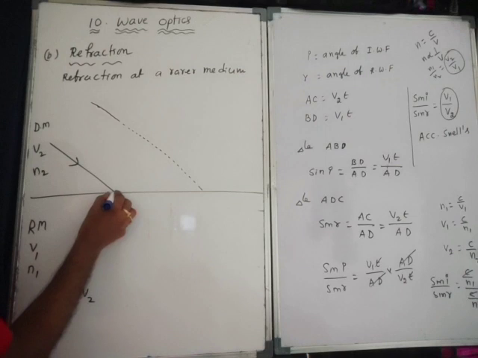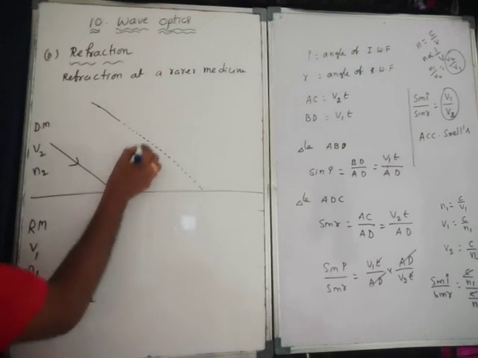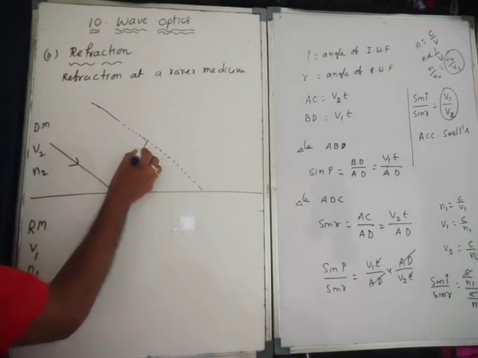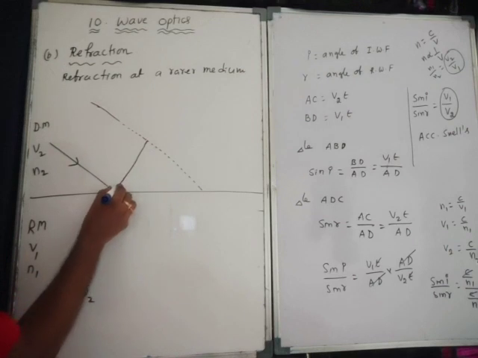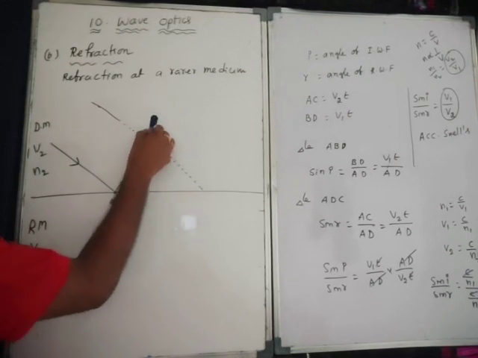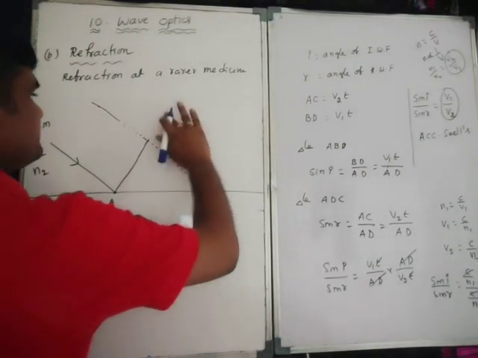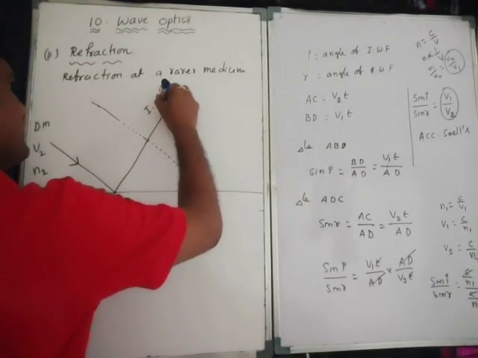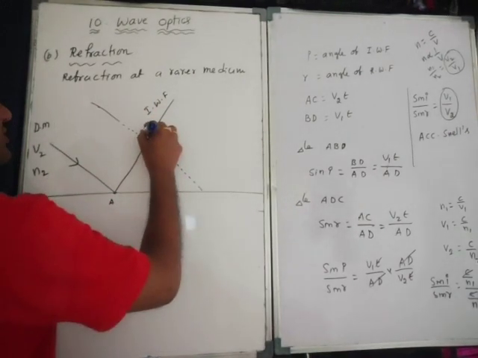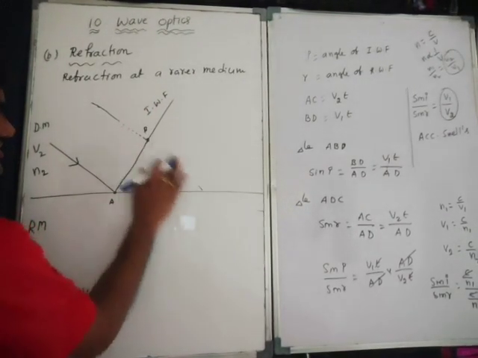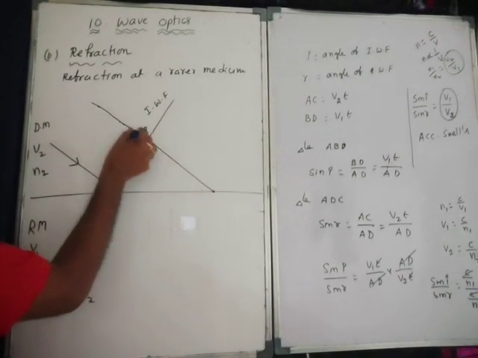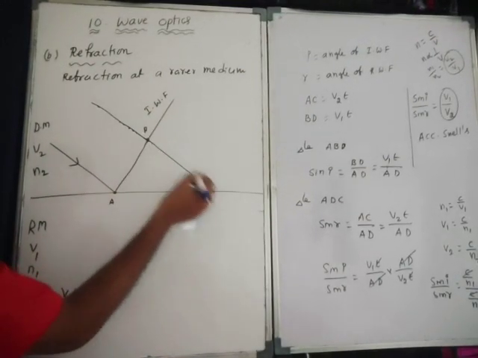Okay. So this is the point A. Now I want to draw here the normal line. Correct? This is the normal line. Now this is the incident wavefront. This is the point B. Now this is the point C.